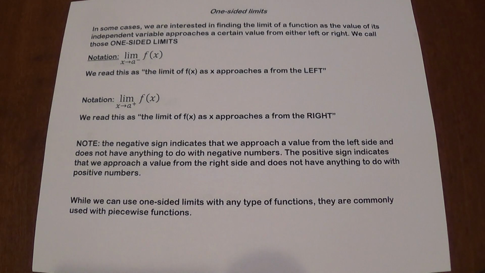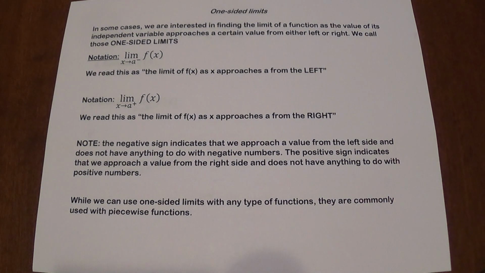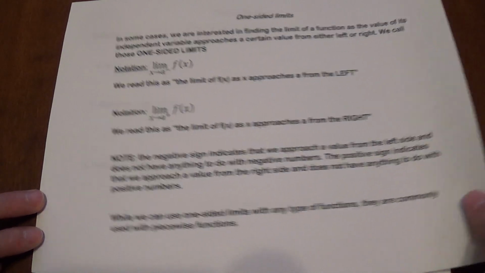The negative sign does not have anything to do with positive and negative numbers. The plus sign simply says that we approach from the side with bigger values, so from the right. And the negative sign indicates that we approach the number from the side with smaller values, from the left. We can use one-sided limits with any type of function, but a lot of times they're used for piecewise functions. So let's take a look.